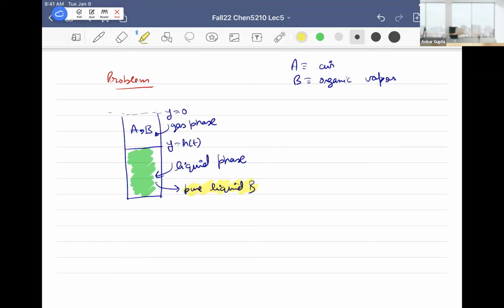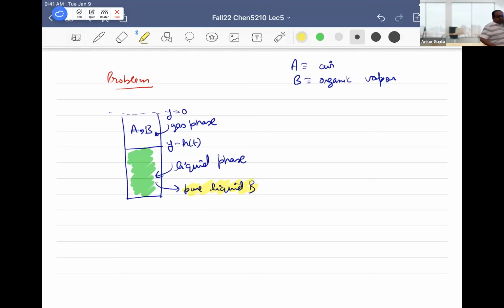This component A can have multiple components inside, but we'll not worry about it. We'll just say component A is air. It has all the other gases, and B is the organic vapor of acetone. This is a binary gas.